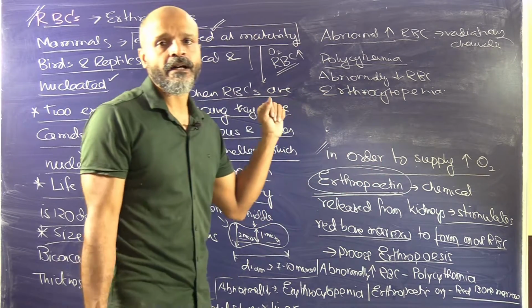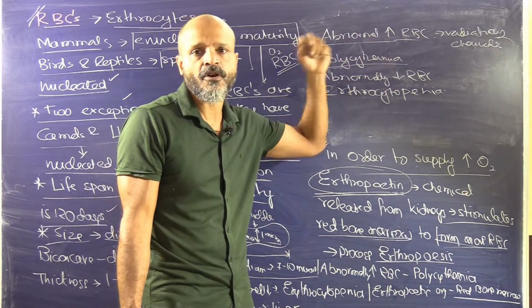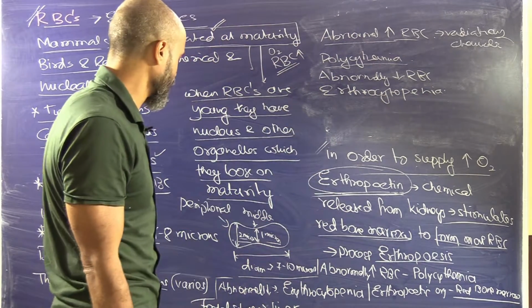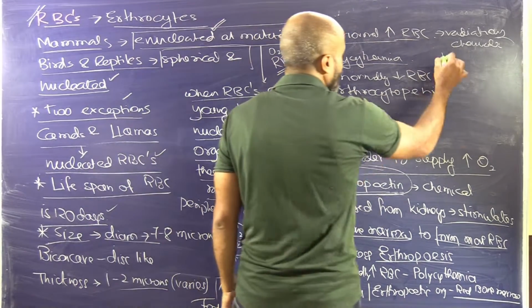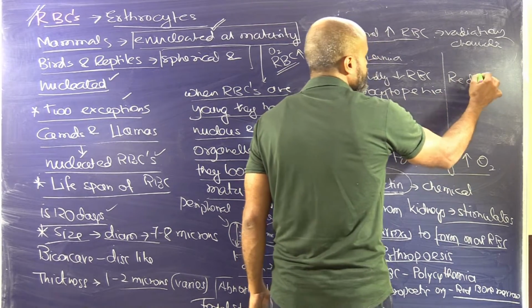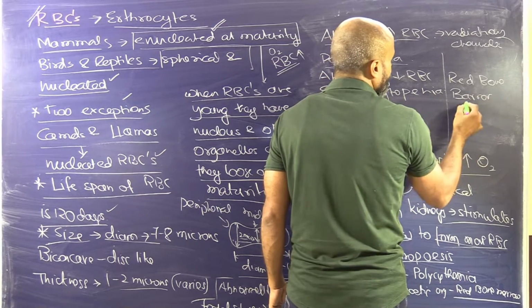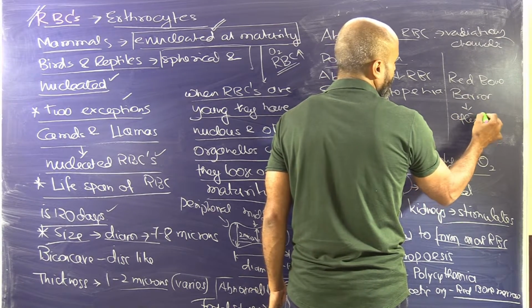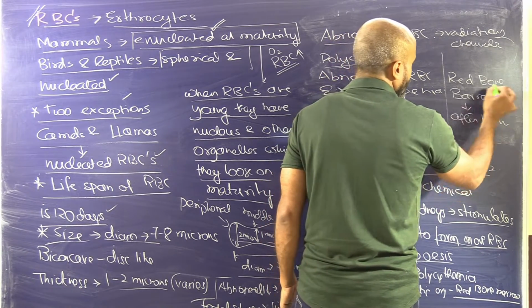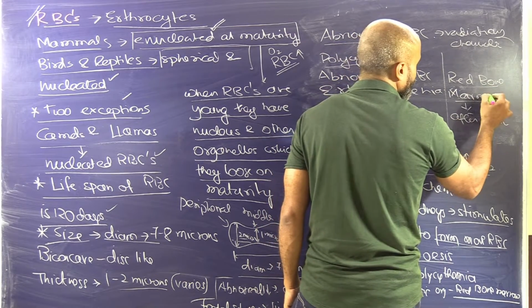So there will be a blood loss, and subsequently due to blood loss there will be a loss of RBCs as well. So that is quite natural. Now where are they produced? We all know that RBCs are produced in the red bone marrow after birth. So once we are born, the RBCs will be produced in the red bone marrow.